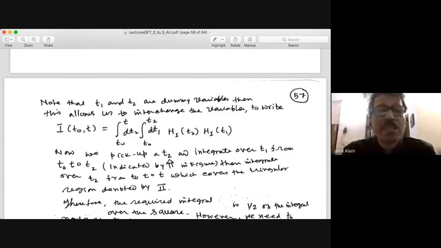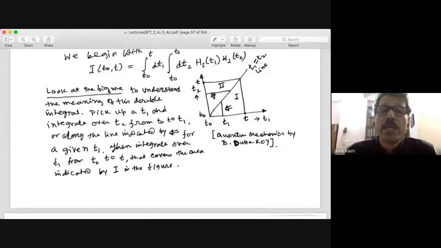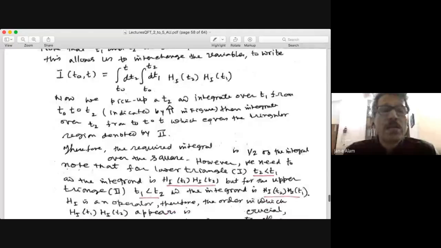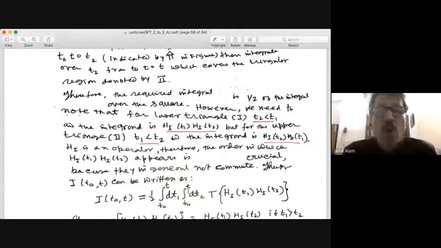So once I reverse this integration, then I do the opposite thing. Now I pick up a T2 and integrate over T1 from T0 to T2, and then again I vary T2 from T0 to T, so that if I do that, I will be doing the integrations in this triangle, which is again half of this square. So if you do this integration this way, then we are getting the value of this integration as half of the integration over the whole square.